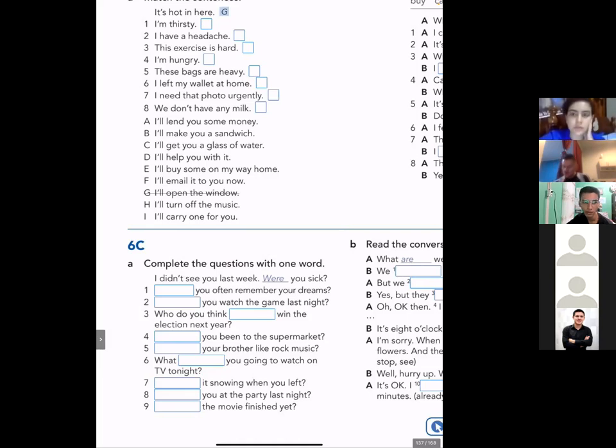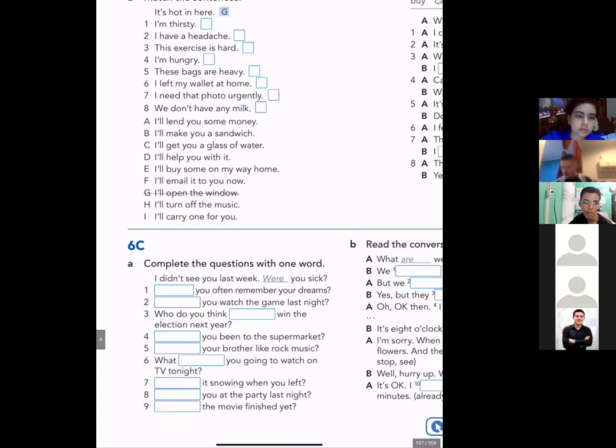Number one, do you often remember your dreams? Yes, I will use present. Number two, but before we move on, look that they're giving you keywords. For example, in number two, they say you watched the game last night. So we know that it's last night, which is past, probably simple past. Then which is the auxiliary for past? Did. Exactly. Did you watch the game last night?